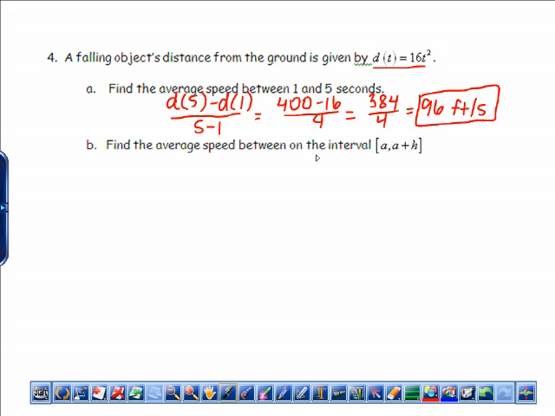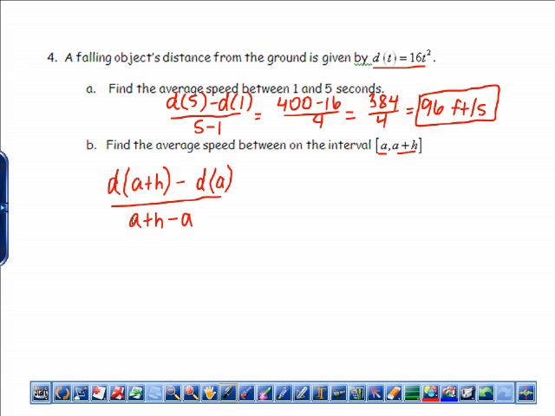So part B says, find the average speed on this interval. Now this should look familiar to you, even in your after party recently. So we're going to do d of a plus h minus d of a all over a plus h minus a.